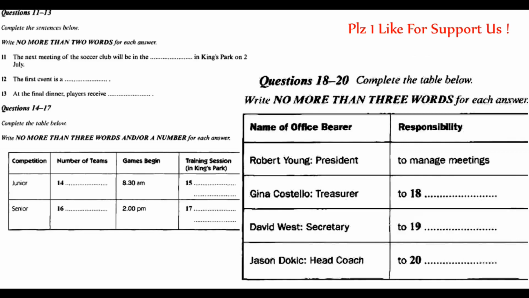Next, we have Gina Costello. She's the treasurer, and she'll collect the fees from you for the season. Please try and give Gina your fees as early as possible in the season, as the club needs the money to buy some new equipment. Then there's David West, who's volunteered to be the club secretary, and one of the many jobs he'll have is to send out newsletters to you regularly.